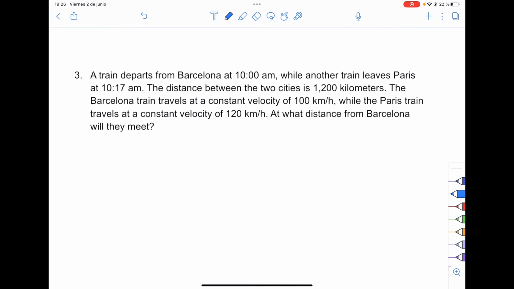Okay, let's do now this exercise, which is another one of the trains. We know that there's a train that departs from Barcelona, and then there's another train that departs from Paris.